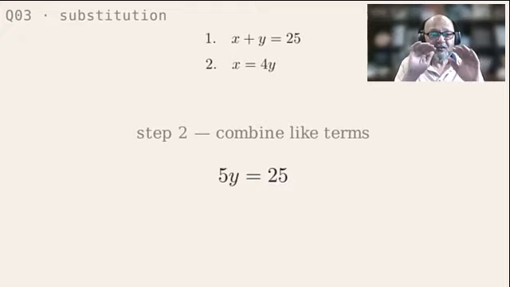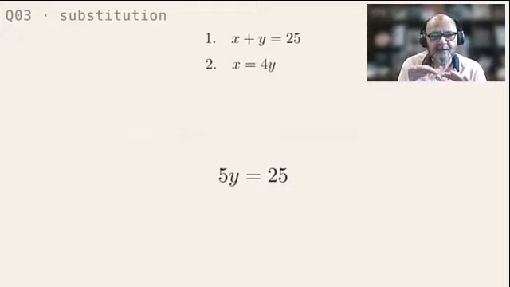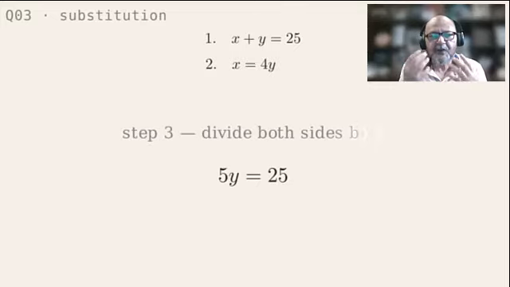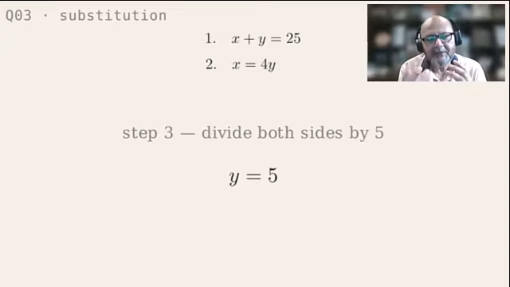Now, we have to maintain equivalence. I've said that several times. To find the value of y, we need to undo the multiplication. Since the scale is perfectly balanced, we must perform the same operation on both sides to preserve that equality. We divide both sides by 5. So 5y divided by 5 equals y, and 25 divided by 5 equals 5. So the conclusion we reach is that y equals 5.